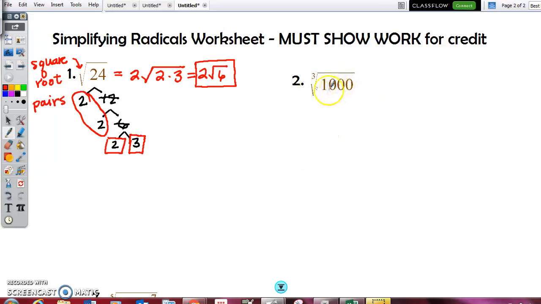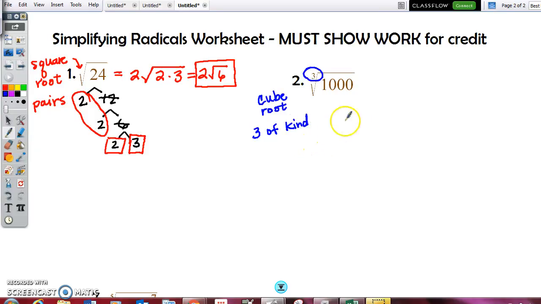Okay. Number 2, what is this over here with this crazy 3 up in the top? Well, let me tell you something. That little 3 tells us that this is a cube root. So instead of looking for pairs, we are now looking for 3 of a kind. Or you could think of it as triplets.